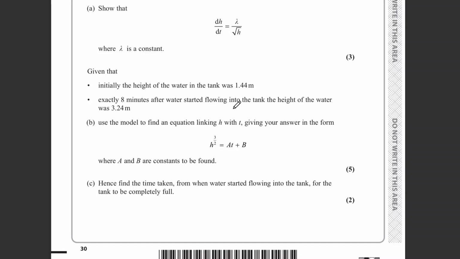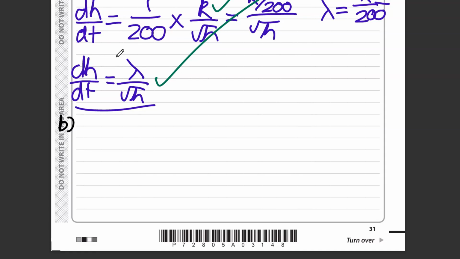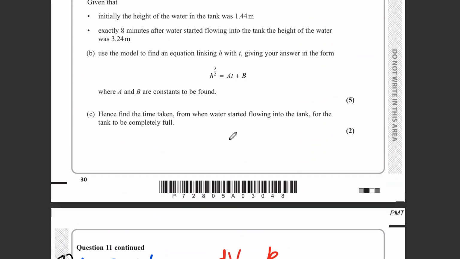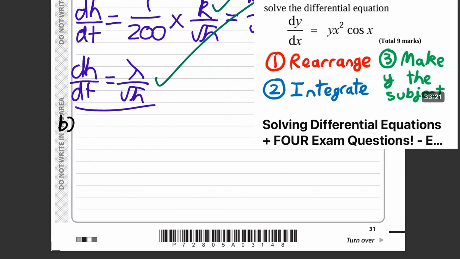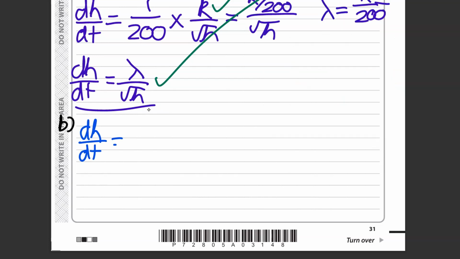Okay, so what we need to do is solve this differential equation here, and we need to get it into this format here. So we need to integrate this. I did a video on solving differential equations. So this dh over dt is equal to lambda over root h.